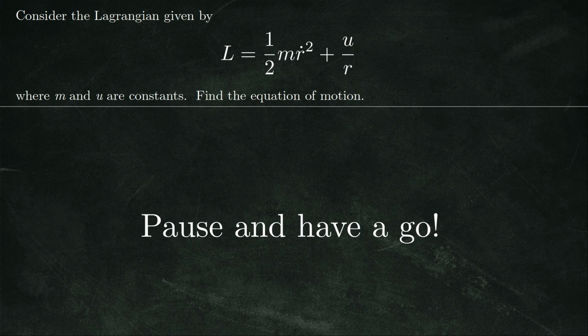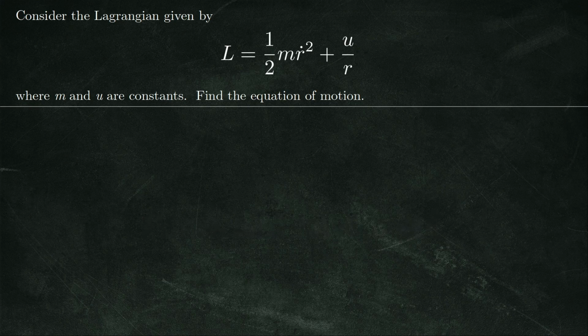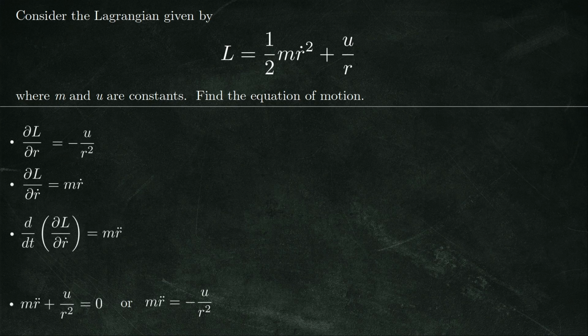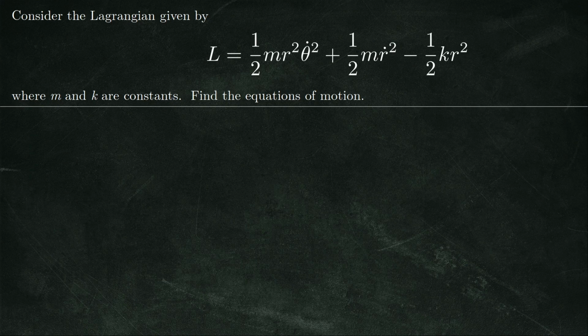Okay, so now you've had a go at this and tried to find the equation of motion yourself. Here is the solution. And in fact, this is the Lagrangian for a particle in a gravitational field or in an electric field or something like that. Finding the equation of motion for this Lagrangian is going to be a bit more complicated since we've got two coordinates here to worry about, r and theta.